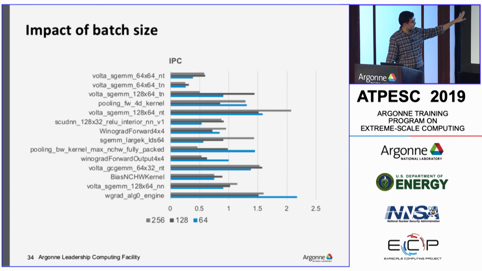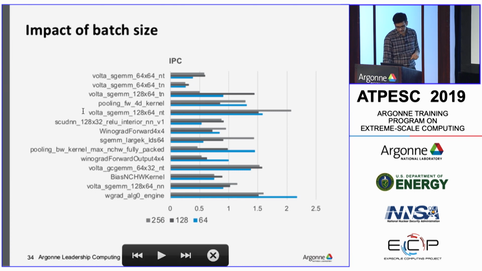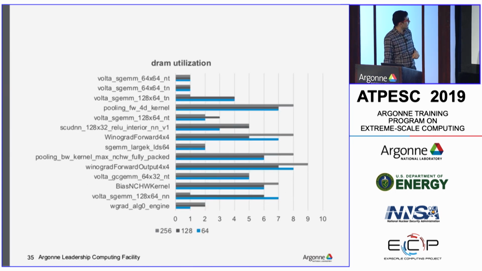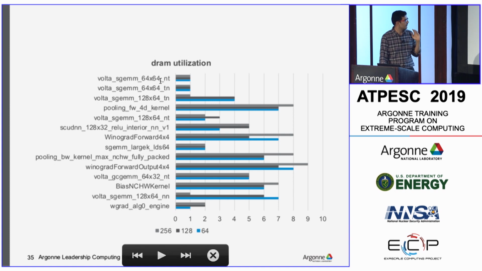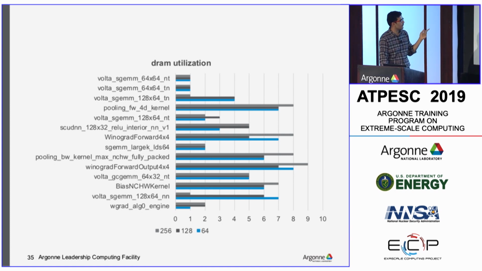I can see that some of the kernels are actually showing different performance. For example, with this SGM routine, you see that with the batch size varying, the IPCs are also varying. Similarly, some of the kernels demonstrate a significant change when you're changing the model parameters. But for example, here, the SGM 64x64 is not much affected by the batch size. It's almost the same value.